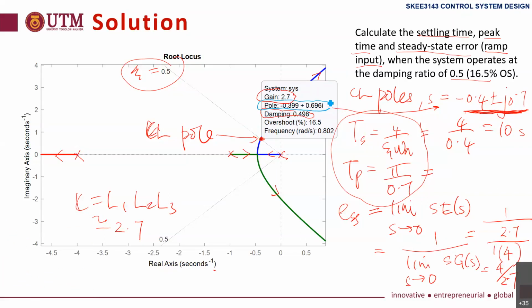I took from here. And this is, of course, obtained in the exam by using graph paper. We did this last week, also yesterday. I just rounded it up: 0.399 plus j 0.696. Okay. Any other question?